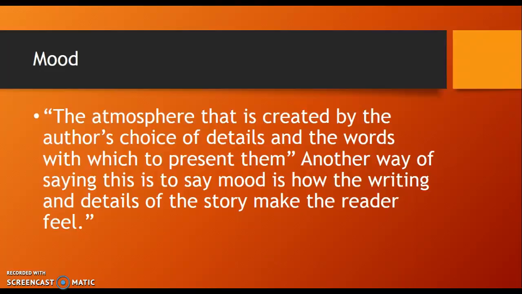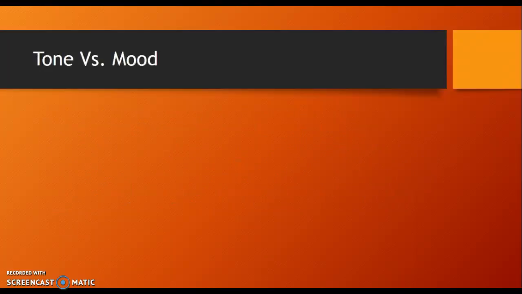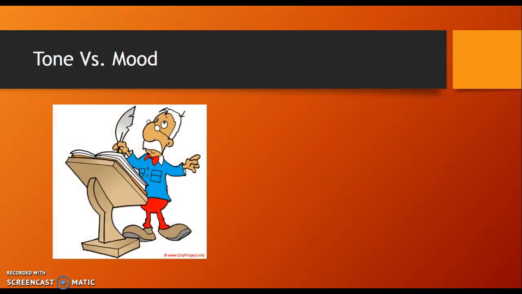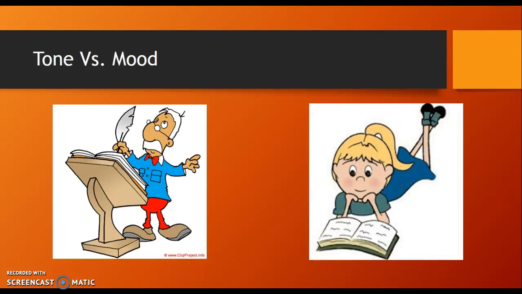Like tone, mood is revealed through the writer's style. Now, as we talked about earlier, tone and mood are often confused. So how can you remember which is which? Well, here's a good tip for differentiating between the two terms. Tone is how the author feels about the story or aspects of the story. Mood is how the reader feels about the story or aspects of the story. So if you do get confused or can't remember, tone comes from the author, mood comes from you, the reader.